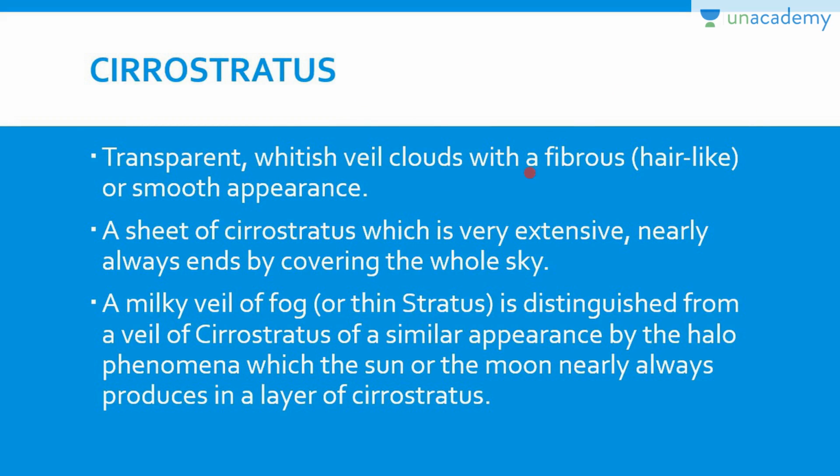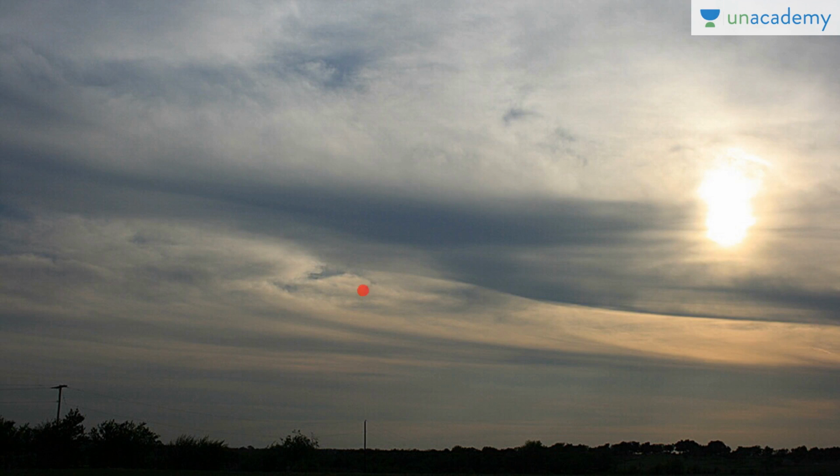They are fibrous and have a smooth appearance. You can see it here, this one, these are cirrostratus. Now there is a specific peculiarity of cirrostratus. These clouds look milky, and the sun or moon shines through it with a characteristic halo. You can see it here, this halo is being formed. So this is the unique feature of the cirrostratus cloud.